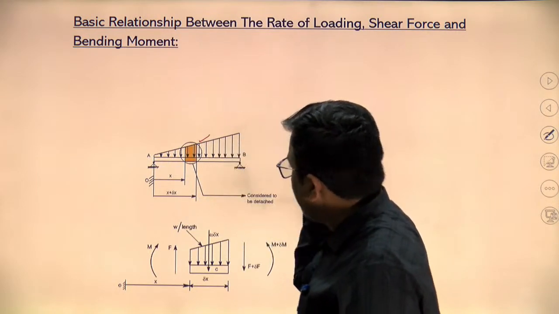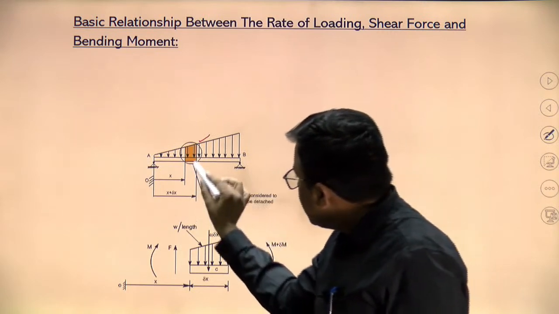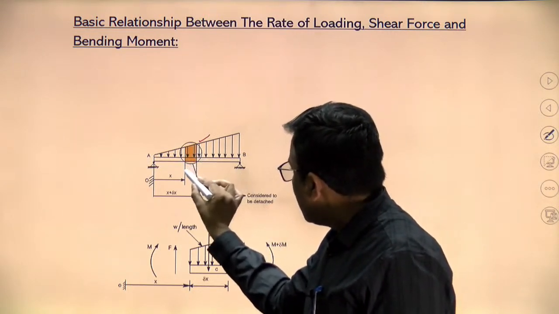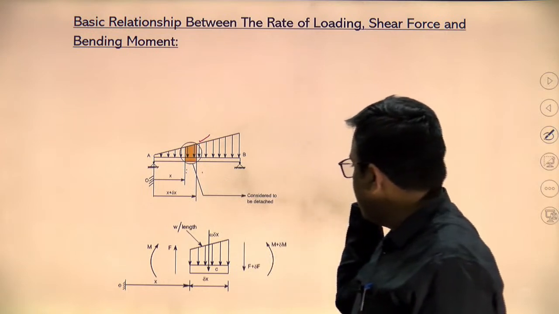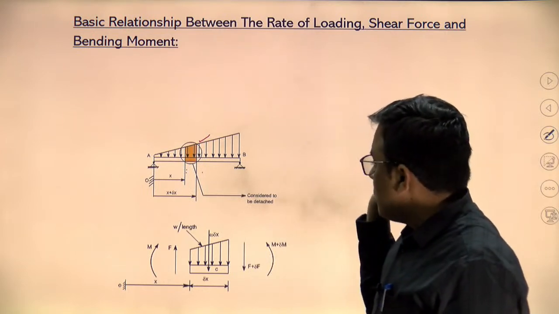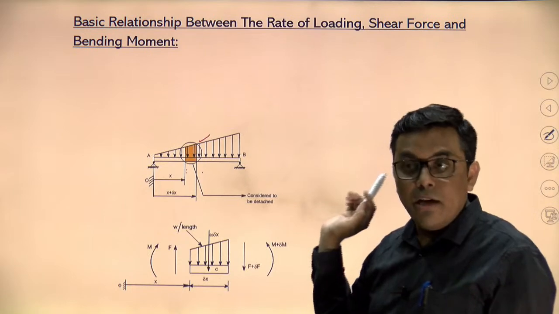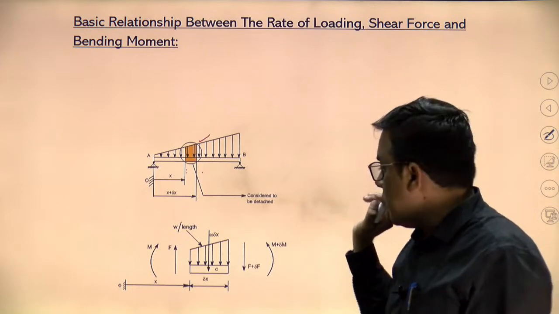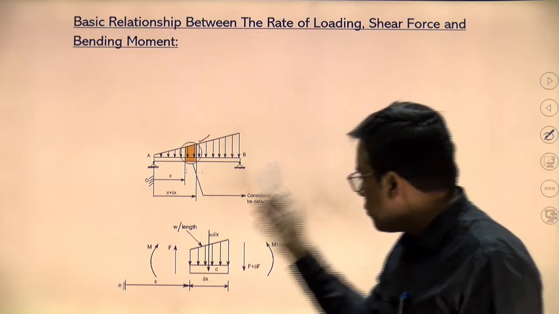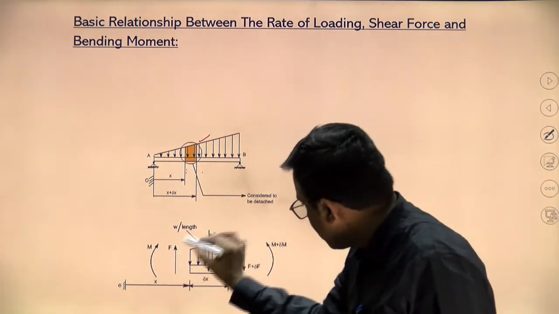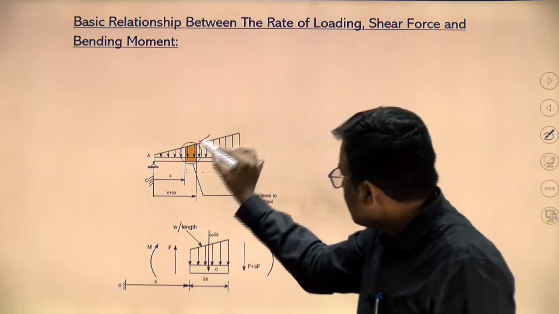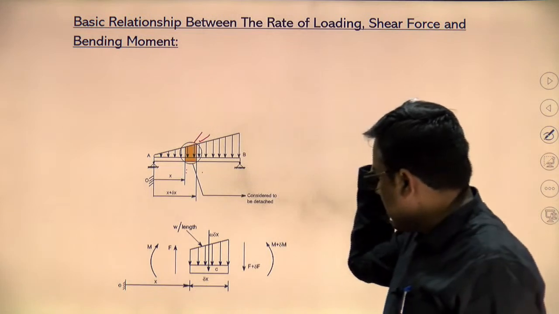This is the small element I have taken of dx length. The distance from here to here is dx. What are the forces, shear forces and bending moments? From the origin, I have enlarged this a bit. The orange section is enlarged here.